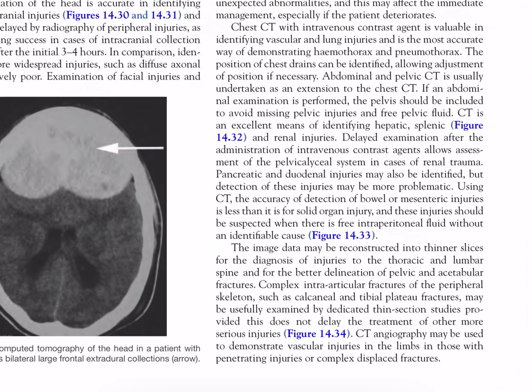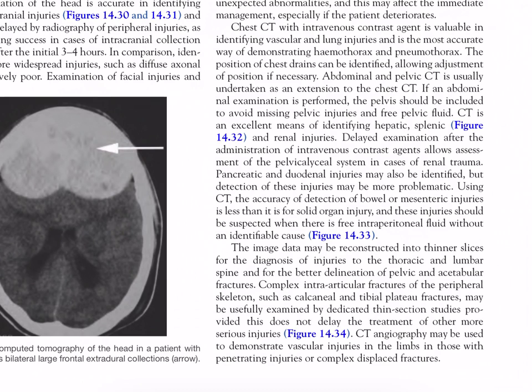Using CT, the accuracy of detection of bowel or mesenteric injuries is less than it is for solid organ injury, and these injuries should be suspected when there is free intraperitoneal fluid without an identifiable cause. The image data may be reconstructed into thinner slices for the diagnosis of injuries to the thoracic and lumbar spine and for the better delineation of pelvic and acetabular fractures.